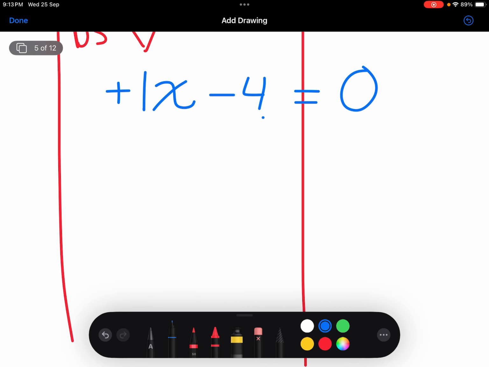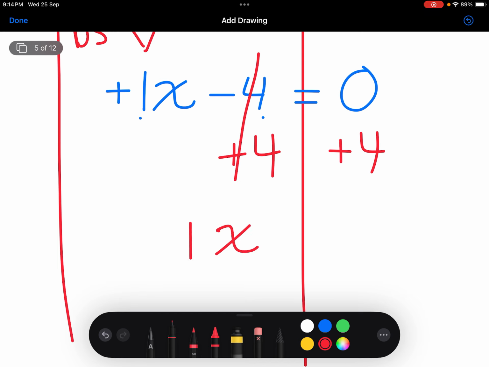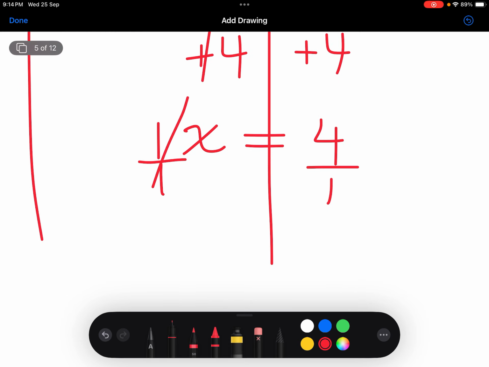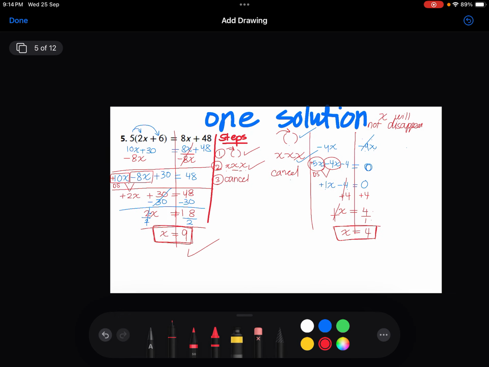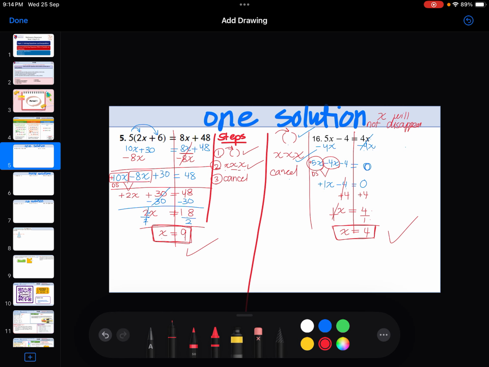I have 4 and I have 1. What should I cancel first? The 4. Add 4 on both sides. Cancelled. 1x or x, it's the same, equals 4. You can divide by 1 because some girls will get confused if I don't. So I'm going to have x equals 4 divided by 1, it's just 4, it's the same. Okay, so I found my x. The x did not disappear, it does have a value. This is a one solution equation.